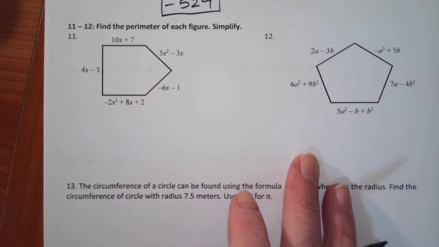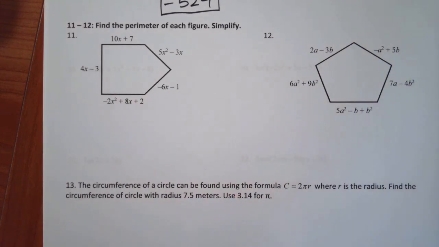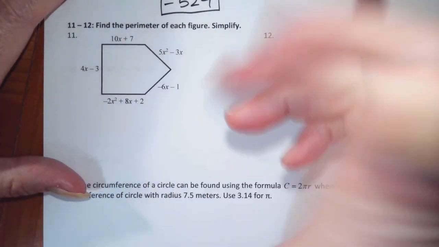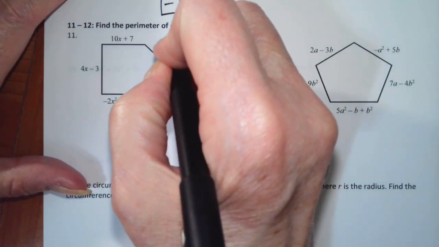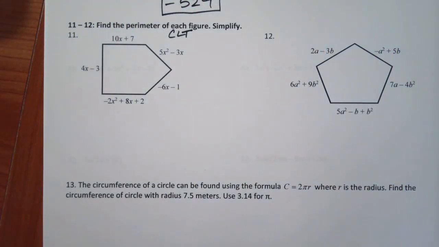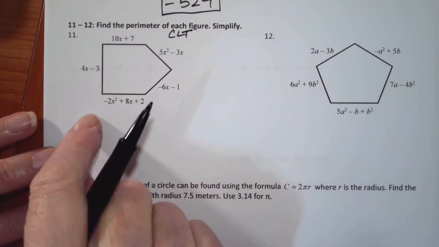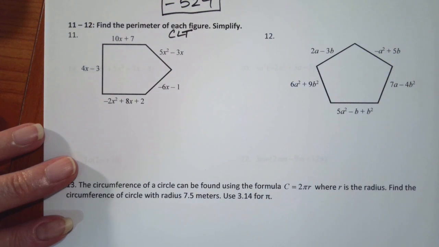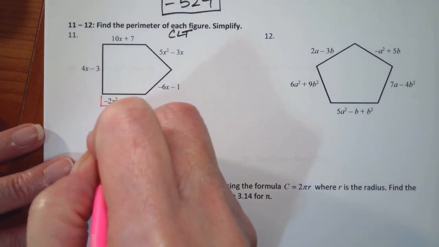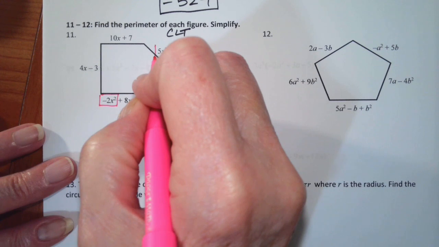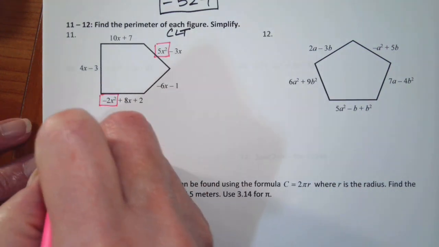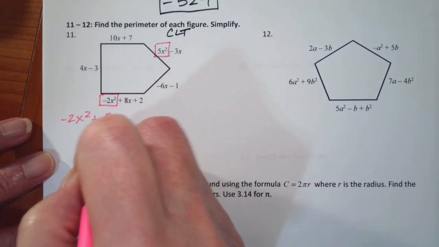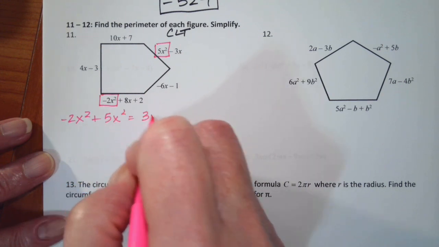Okay, let's find the perimeter of each of these figures. Okay, now, when I'm finding the perimeter of each, I just combine like terms. Now, there are a couple ways that you can do it. I will tell you, this is how I do it: I look and I gather up all the terms at the same time. Okay, so I'm going to start with my highest exponent. So if I have negative 2x to the second, so negative 2x to the second plus 5x to the second gives me 3x to the second.